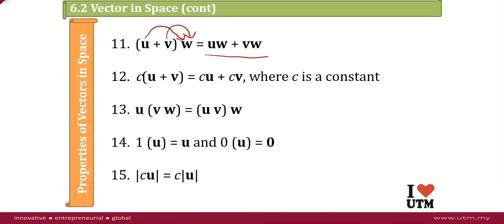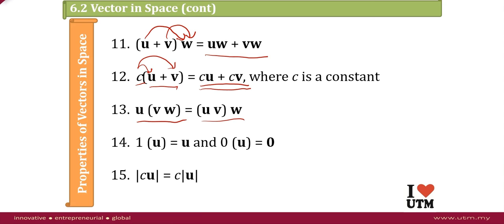Or if two vectors are added together and then you multiply with a constant, you can also write it in this form, meaning you expand this bracket here and you get this equation here, so it will give you the same answer. And if three vectors are being multiplied together, you can write it in this form also. If you change the bracket, it will give you the same answer. And a vector multiplied with 1 will give you that vector, and 0 multiplied to a vector will give you 0.